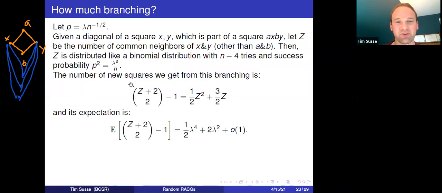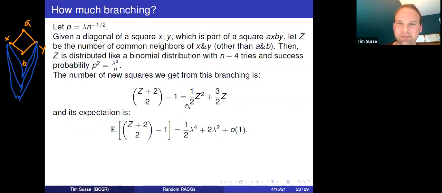Okay, but that's the number of common neighbors. We now need to analyze the number of new squares that we get from this branching process. We can take any pair of common neighbors of X and Y. That includes A and B. So we take any pair of them, and they'll form the opposite diagonal of another square. We actually already knew about our square, ABXY, so we subtract 1. So the number of new squares we get is Z plus 2, choose 2, minus 1, which is 1/2 Z squared plus 3/2 Z.